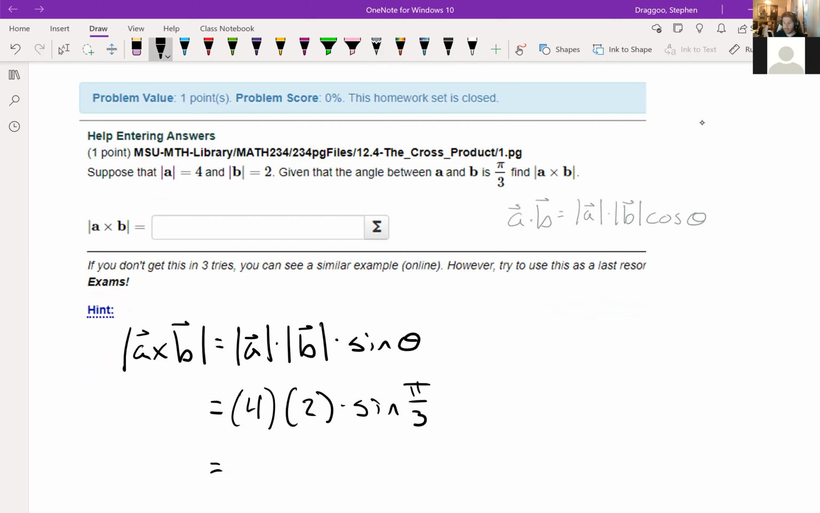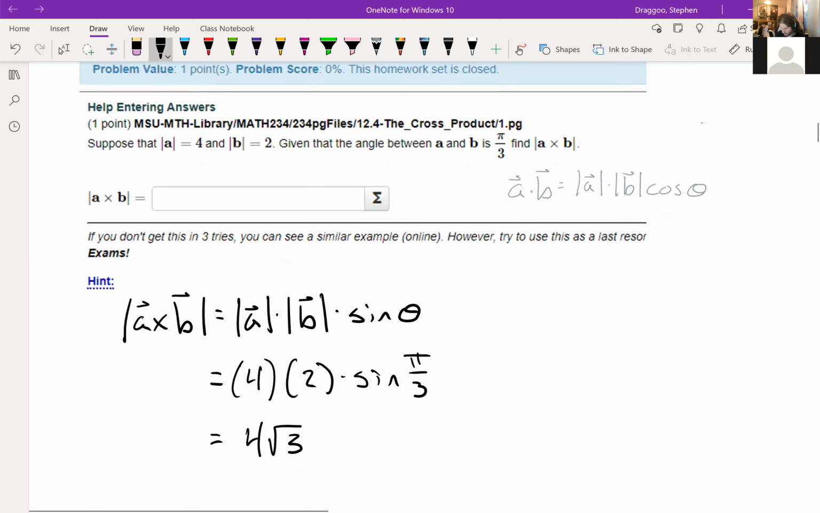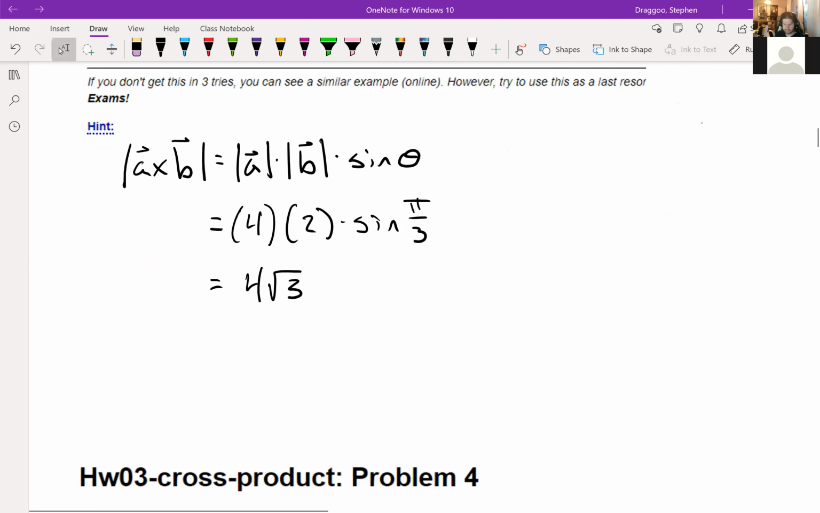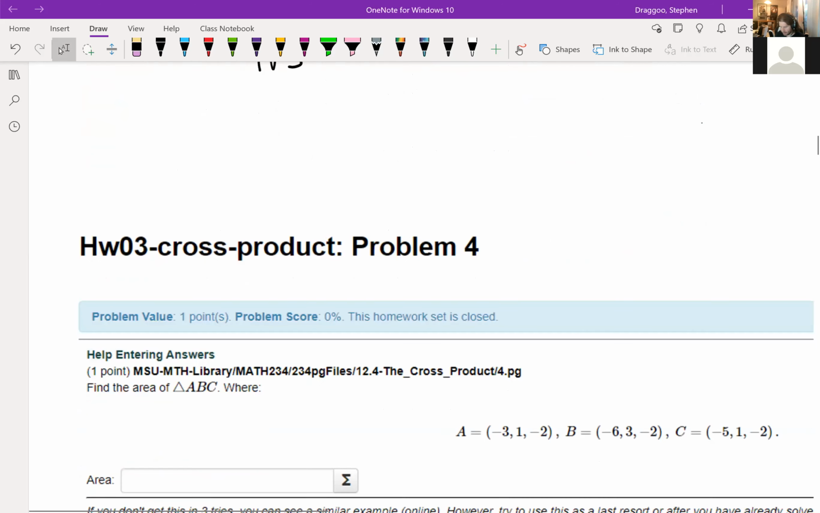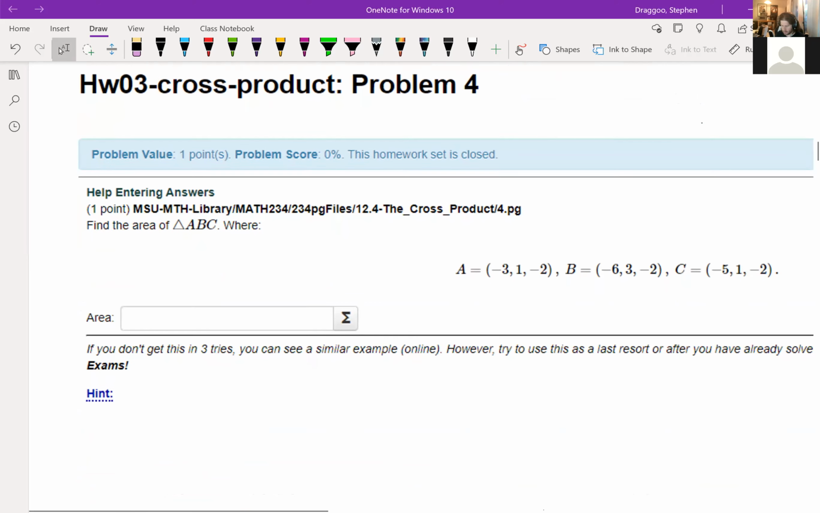The sine of pi over 3 is root 3 over 2. So in the end, I think this works out to 4 square root of 3. Right, 4 times 2 times root 3 over 2. Yeah, so I'm just going to the unit circle to get that sine value. If it's been a while since you looked at the unit circle, it might be worth reviewing that too, at least the first quadrant stuff. We're probably not going to get too far outside the first quadrant, I wouldn't imagine.